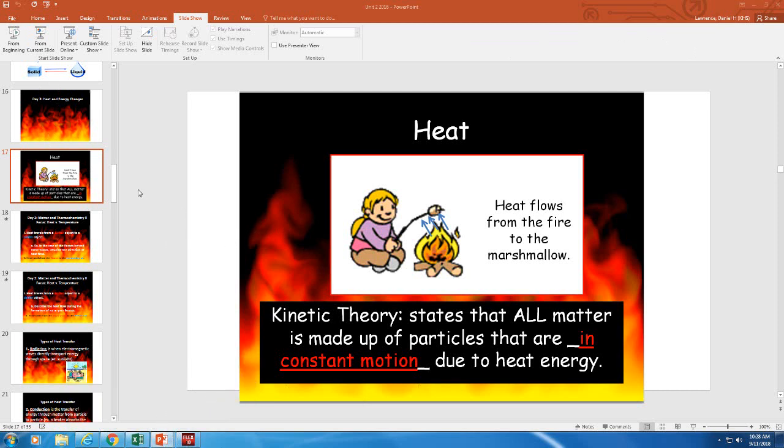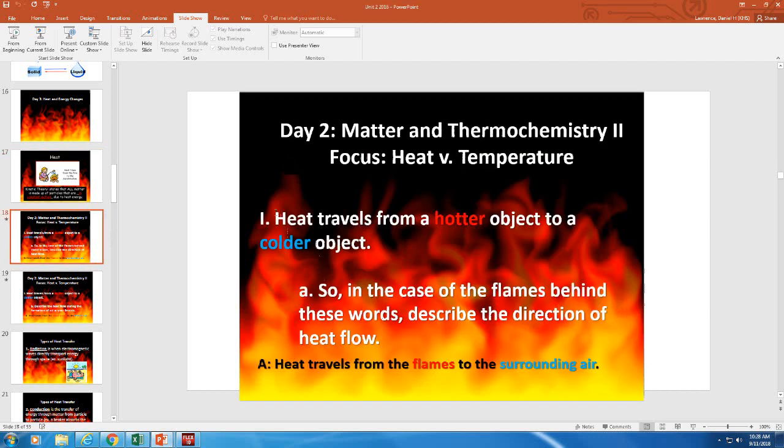All right, so the top of page 7 talks about kinetic theory. We mentioned this the other day, but all matter, atoms and molecules, are always in constant motion due to the energy that they possess. Now, you should know that heat travels from a hotter object to a colder object. So if you think about the flames in the image behind the slide, if you had to describe the direction of heat flow, you would say that heat travels from the flames to the surrounding air, right? Because the flames are at a higher temperature than the air, so the direction of heat flow has to be from the flames to the surrounding environment.